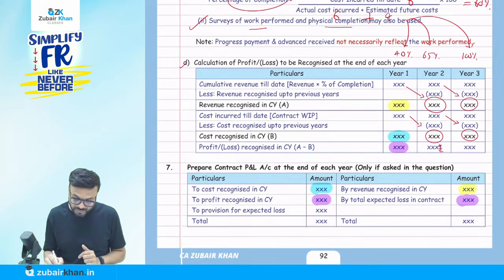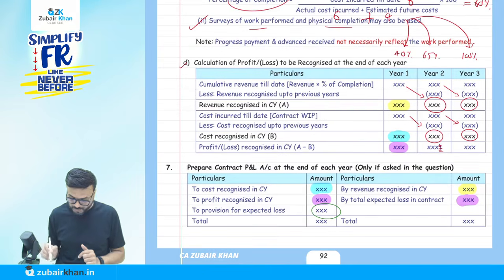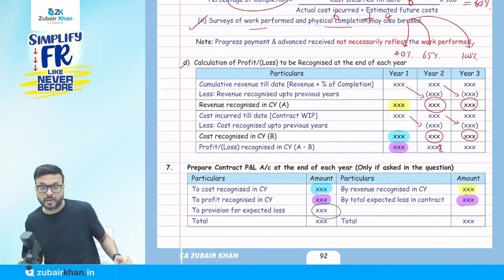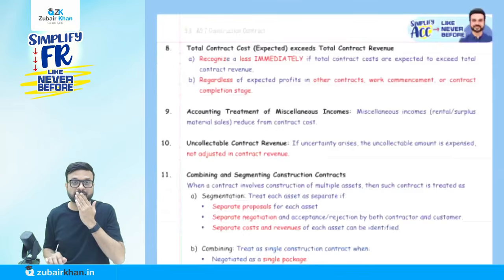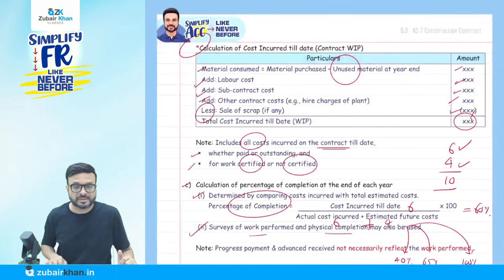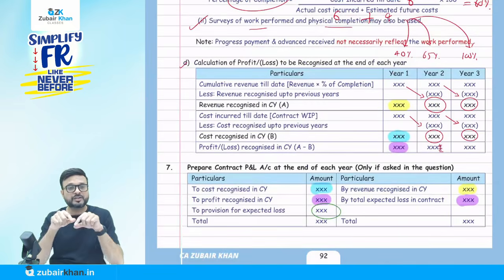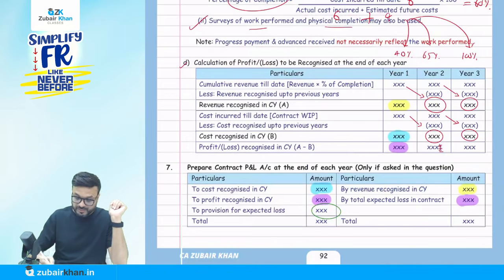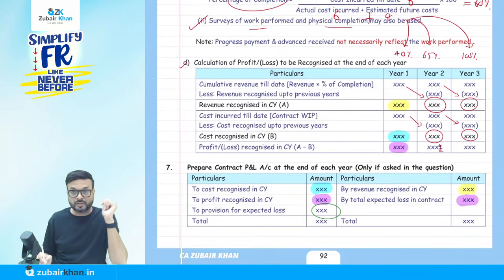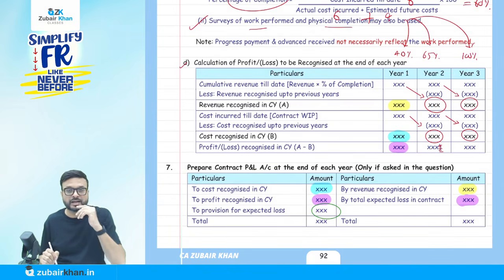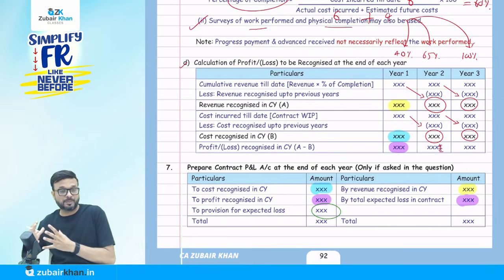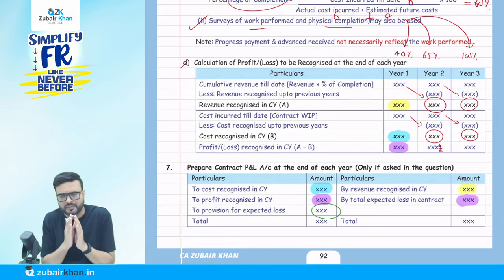But you will say, okay, we understand this, but what is this here, provision for the expected loss? I will tell you that in the next point. I will tell you what the provision for expected loss is. But first you have to prepare this table. In the second year, I will recognize this much revenue, this much cost, and the profit or loss will come. This table will help you find the figures. Then the question is very simple.